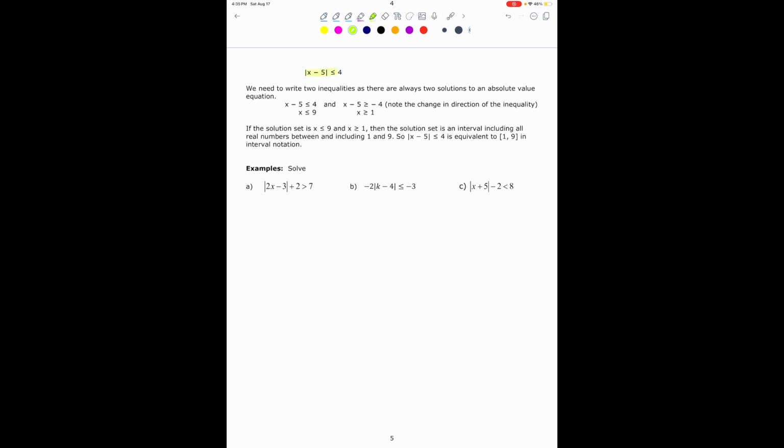So if you have the absolute value of x minus 5 less than or equal to 4, we know that we're going to split this into two. The first part, we're going to keep what's inside of the absolute value intact. Please don't change any signs there. Less than or equal to, we're going to keep the inequality sign, and then we're going to keep the number to the right with the same sign. So this is keep.